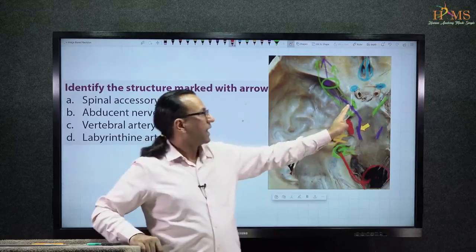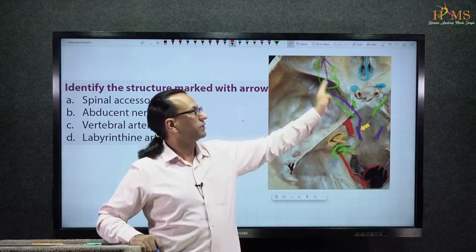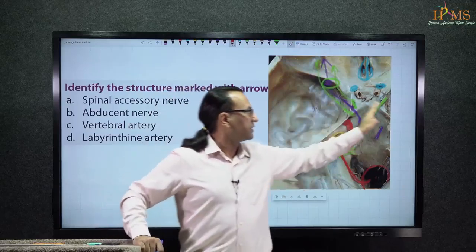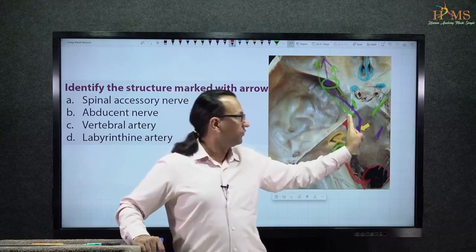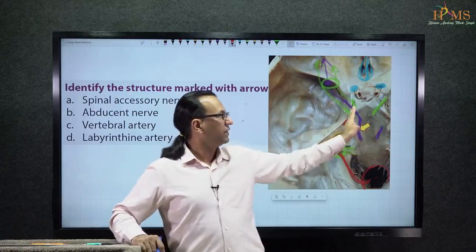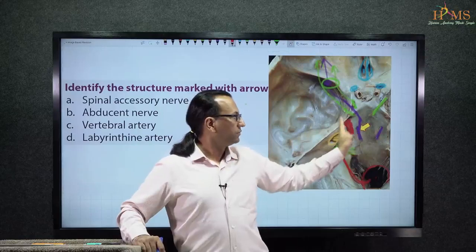Now number 3, the 6 and the 4 are in the cavernous sinus, going through the superior orbital fissure to the orbit. Number 3 is the most medial, number 6 is in the middle, and number 4 is lateral. 4 is close to 5 and 3 is close to 2. 2 and 3, and this is 4 and 5.